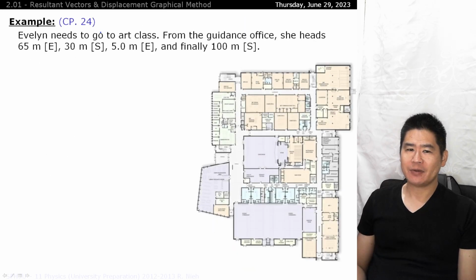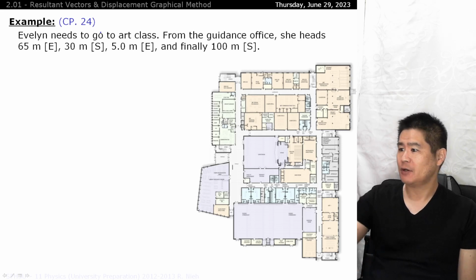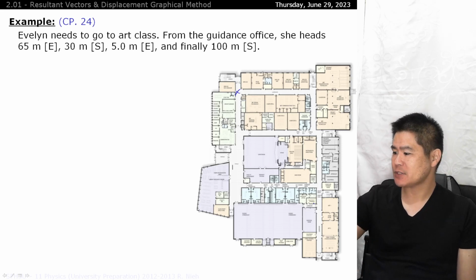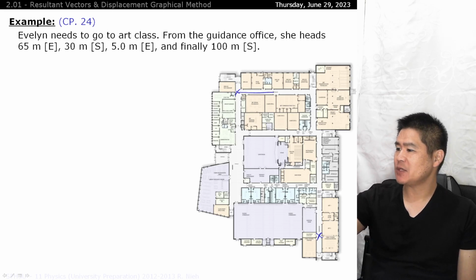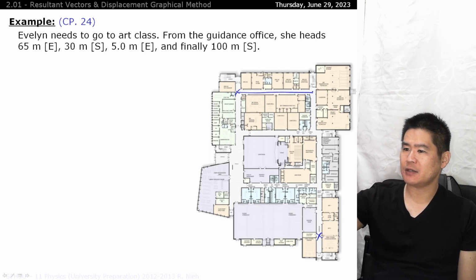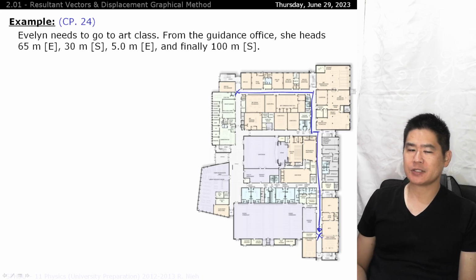All right, let's say we have a lovely young lady called Evelyn, and she needs to go from the guidance office to art class somewhere down here. So she heads 65 meters towards the east, then 30 meters south, 5 meters east, and then 100 meters south to get to her art class. Two questions. First, what is her total distance of travel? And number two, what is her resultant displacement?